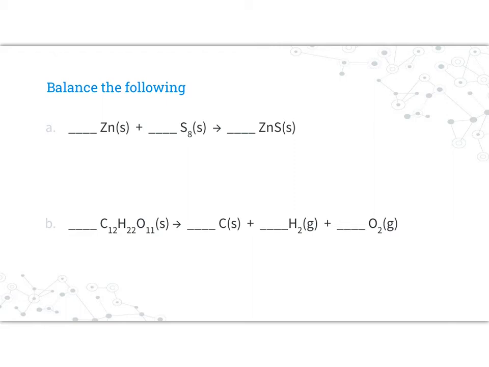So zinc, there is currently one zinc atom here and one zinc atom here. So it appears that there is one zinc in my reactants, one in my products. It's balanced. So I'll move to the next element.